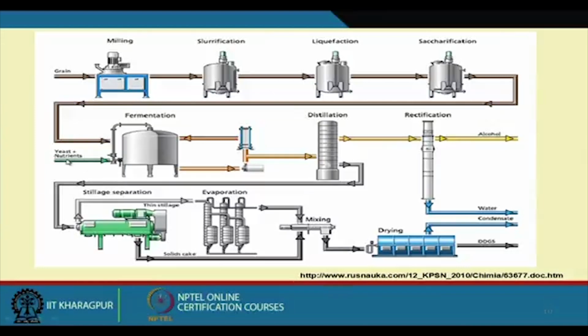We put it in the fermenter where we add some yeast and nutrient, and it undergoes the fermentation process. After the fermentation we distill it, pass it through the rectification column, and we get the alcohol. We take the water out, and the stillage comes this way, for mixing and drying. This is DDGS, the distilled dry grain solids, which also has a use.